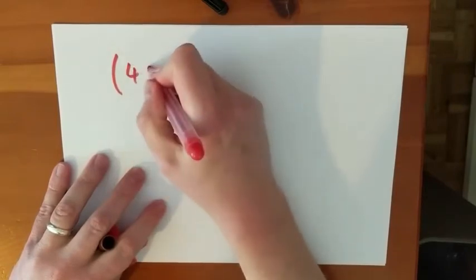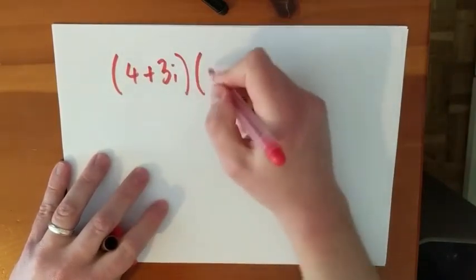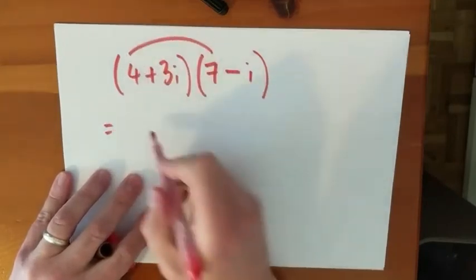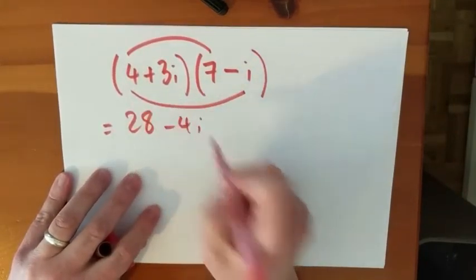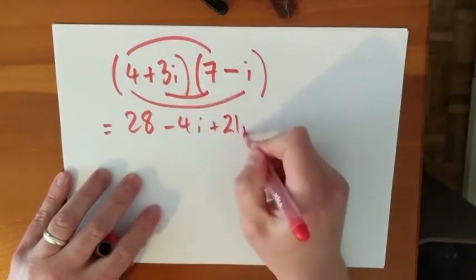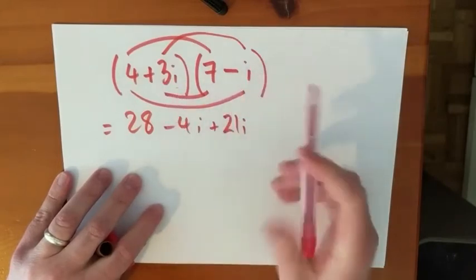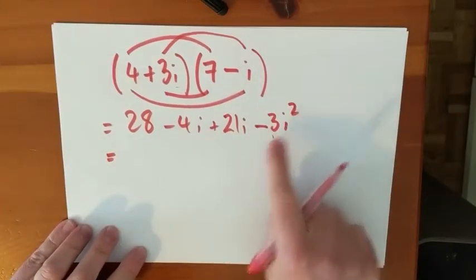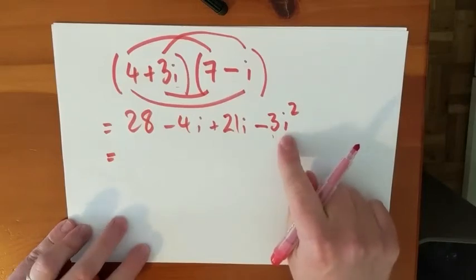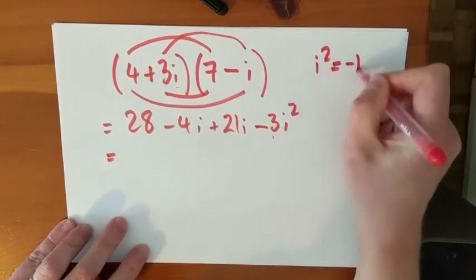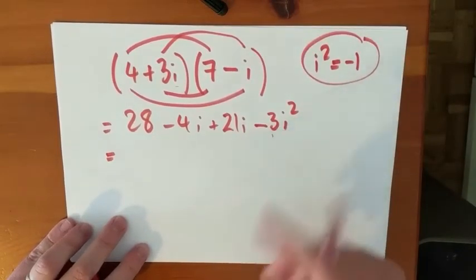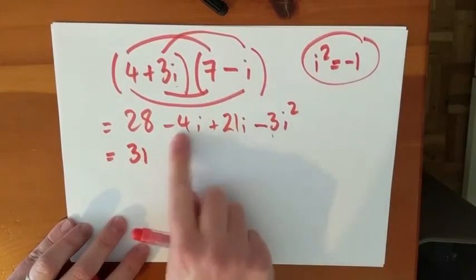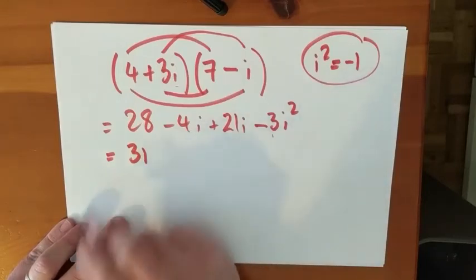Let's say if we had 4 plus 3i, and then here we're going to have 7 take away just i, okay? So the first two, that's 28. The outside two is -4i. The inside two would be plus 21i. And the last two, I get 3i times -i, which gives me -3i squared. So -3i squared is -3 times -1. i squared is always -1. Whenever you see i squared, you can just replace it immediately with the -1. So this is -3 times -1, which gives me plus 3. So I have 28 plus 3, which gives me 31. And in the middle here, I've got -4i plus 21i. So that's going to give me plus 17i.